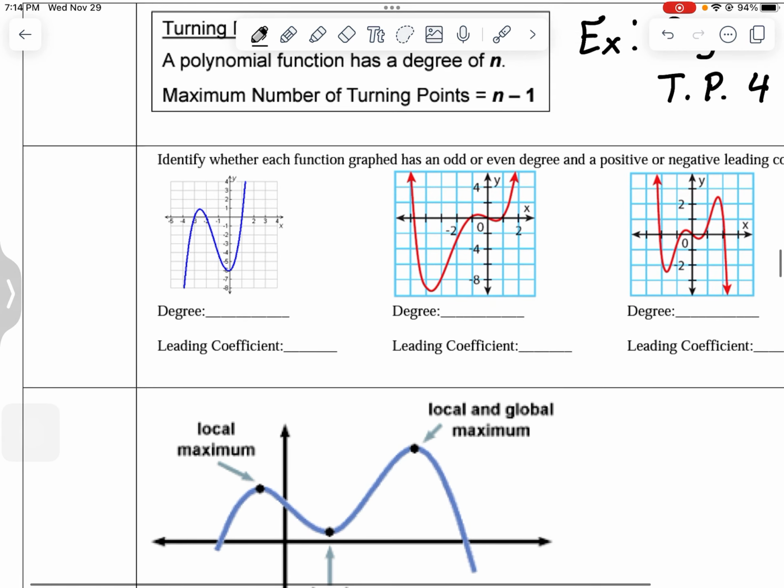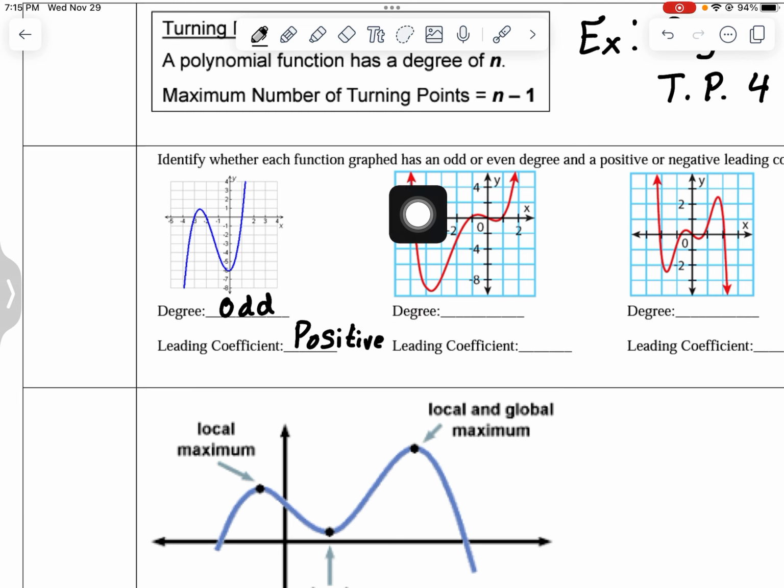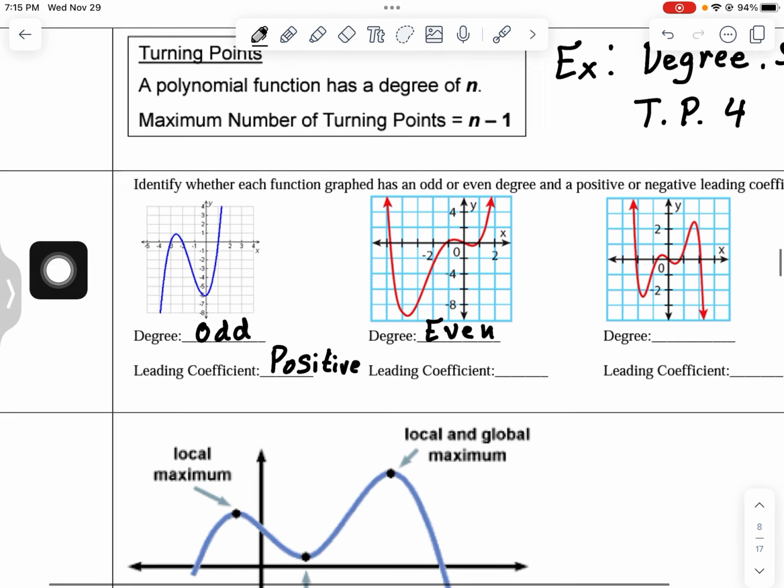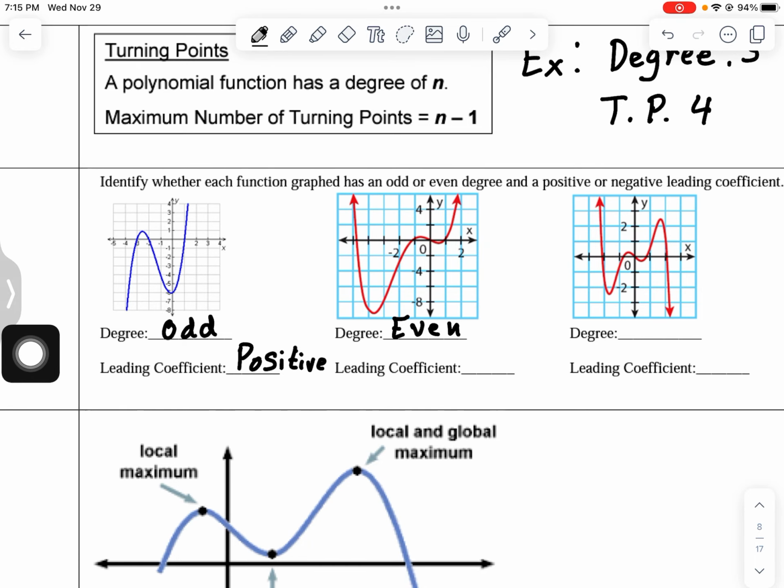So for this one, since it's going 2 different directions, we know that the degree would have to be odd because odd goes 2 different directions. The leading coefficient. So as we go to the right, it's going up, and as we go to the left, it's going down. So in that case, it follows the normal end behavior, so this would be positive. Okay, this one, it looks like both of our tails are going up in either direction, so that tells us it is even. And since they are both going up, that would mean that there has to be a positive leading coefficient. So I'm just going to put that for this one.